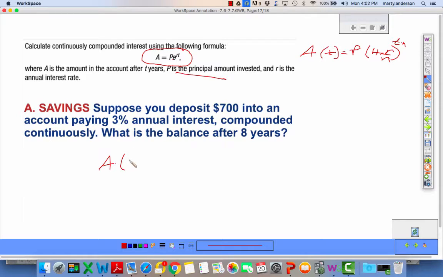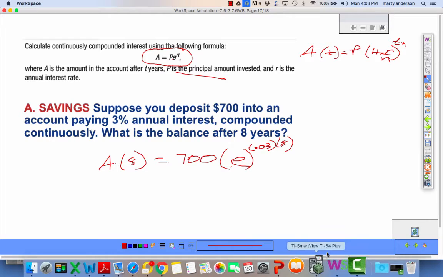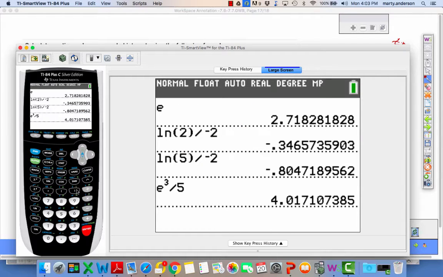Amount after 8 years will be equal to the initial investment, $700, times E raised to the rate. We have to change it to 0.03 times T was 8. So 700 times E to the 0.03 times 8. That will go into your calculator.